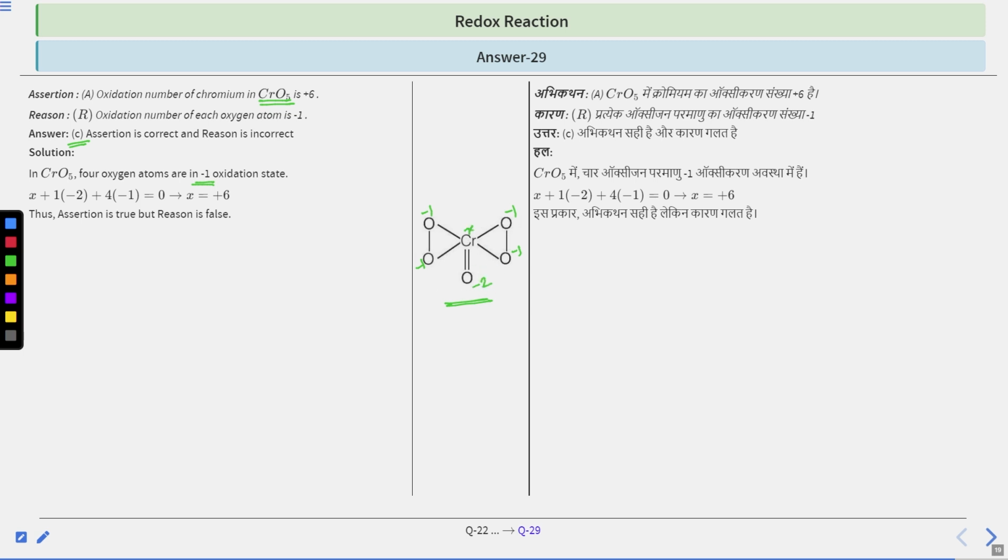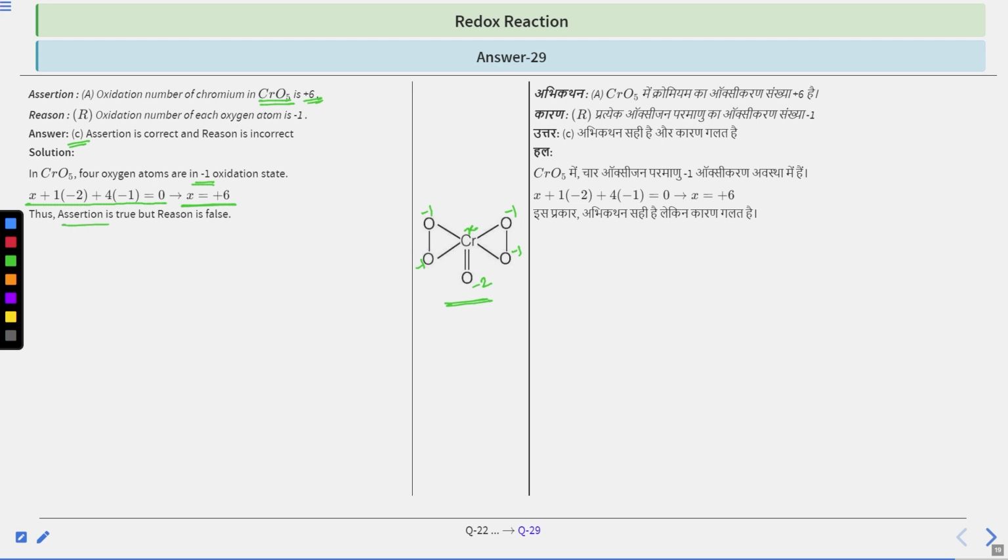Let's suppose X is chromium, and let's solve it. So it will be X plus 1 times -2 plus 4 times -1 equals 0. On solving this, X comes out as +6, right? So the oxidation number of chromium in CrO5 is +6.